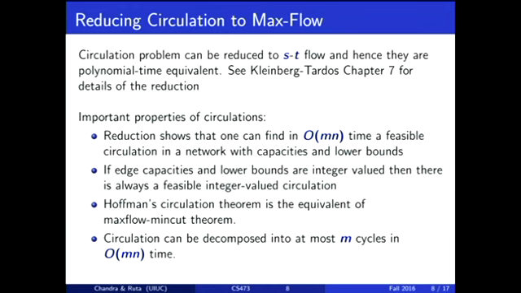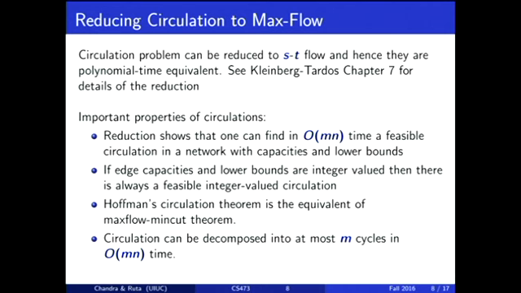Some important properties of circulations, because they're very closely related to flows. If you're interested in the reduction, you should look at the chapter by Kleinberg and Tardos. It's a very nice, clean reduction of how to solve circulations using flow, with lower bounds and so on. You take a series of steps, all very natural, and you'll see it's very powerful. First, you can solve whether there is a feasible circulation in a graph with lower bounds and upper bounds. Because you can reduce it to the max flow problem, you can solve it in O(mn) time, just like flow.